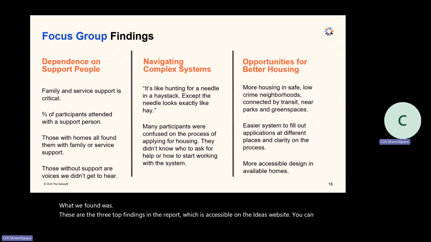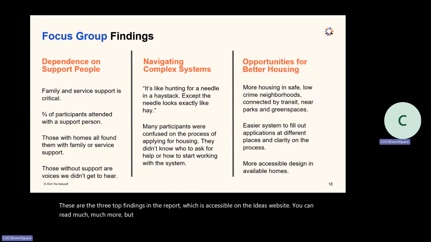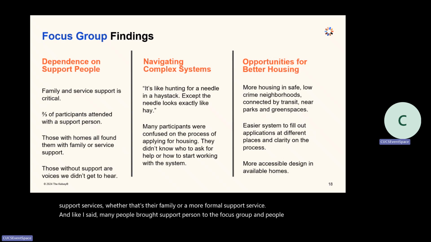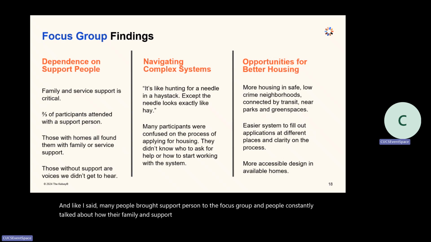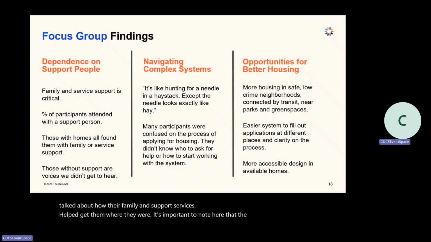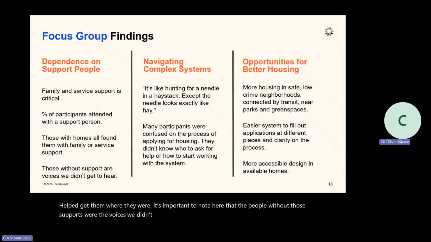You can read much, much more, but 3 top findings here were that dependence on support people was really key. People who had homes usually found the homes that they had through support services, whether that's their family or a more formal support service. And like I said, many people brought a support person to the focus groups, and people constantly talked about how their family and support services helped get them where they were. It's important to note here that the people without those supports were the voices we didn't hear.